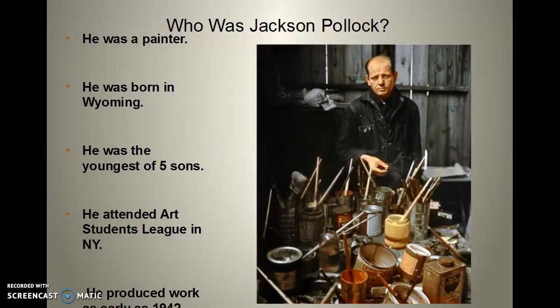So, who was Jackson Pollock? Well, he was a painter. He was born in Wyoming, which is the city of Buffalo Bill, so a city on the Wild West. He was the youngest of 5 sons. He attended Art Students League in New York, and he started working in 1942.